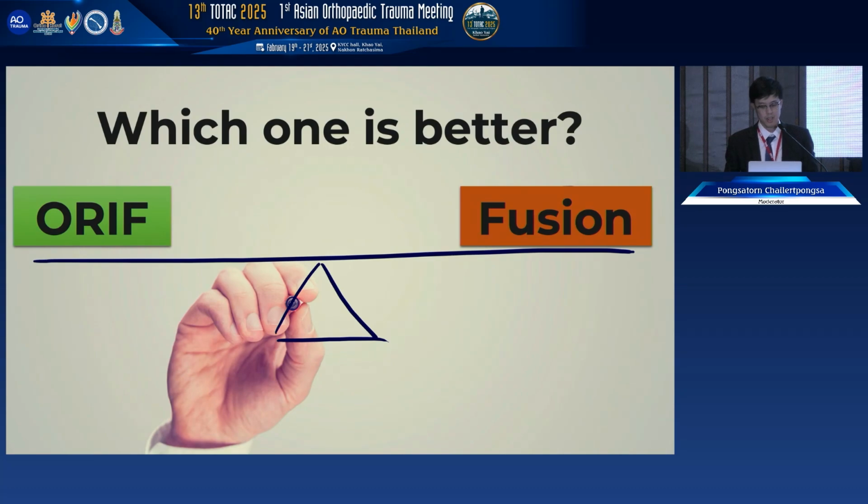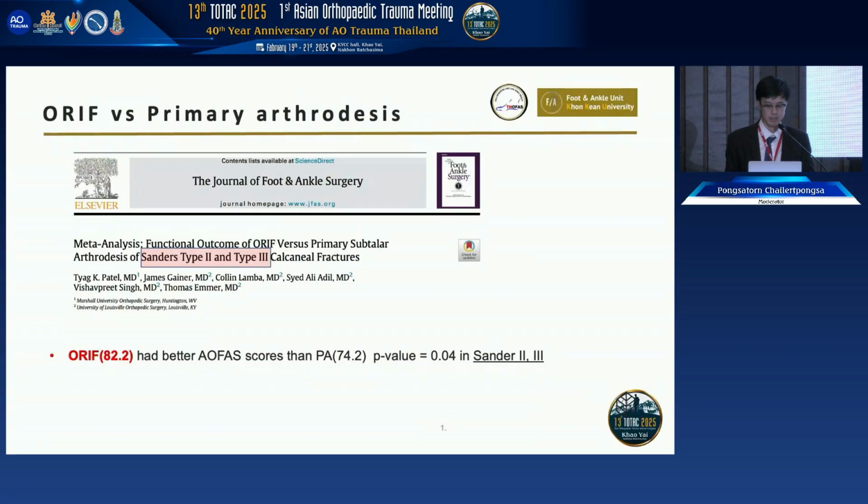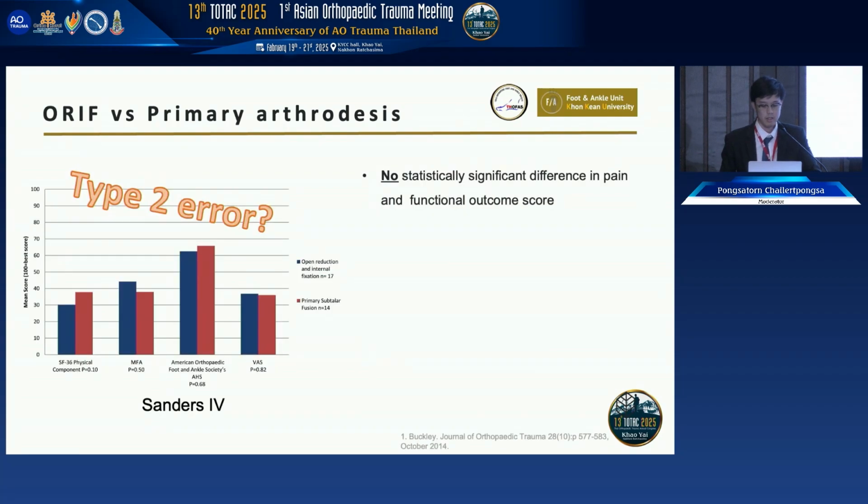Here is a review of the evidence for both ORIF and primary fusion. There are pros and cons in each technique. Let us see together. In a meta-analysis in 2021, comparing the techniques in Sanders type 2 and 3 only, the results show better functional outcome in the ORIF group than the primary fusion group. But when you look at Sanders type 4, there is only one randomized controlled trial comparing fusion and fixation. The results show no significant difference in outcome between the two groups. However, the authors emphasized that this may be due to a type 2 error.